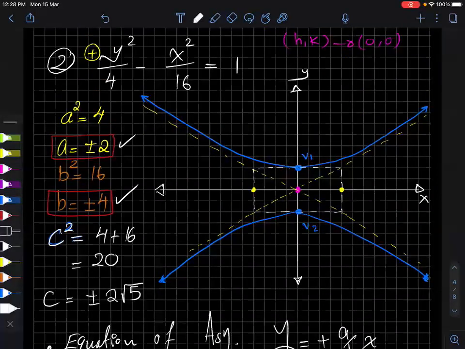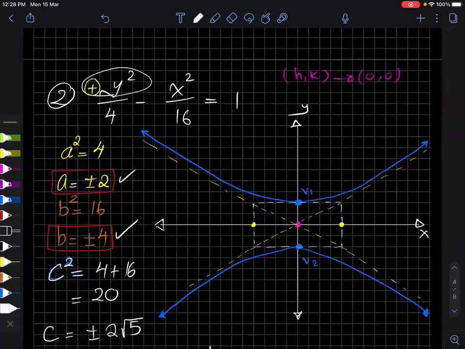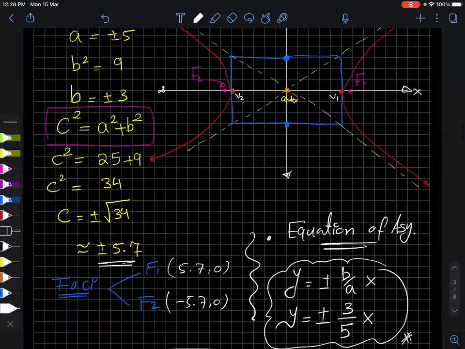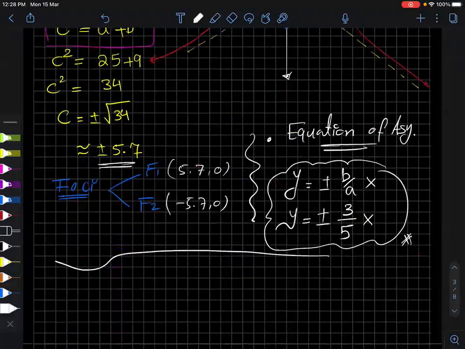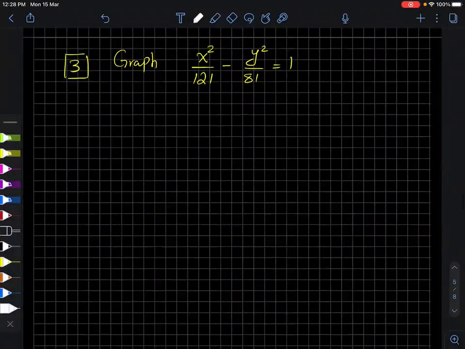When do you know if it opens up and down or right and left? From the equation. If it starts with y squared, it opens up and down. If it starts with x squared, it opens right and left. Okay. Now let's practice more, guys, on this point.